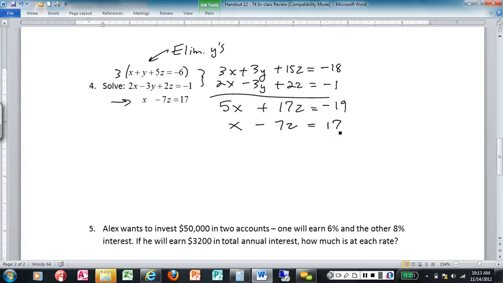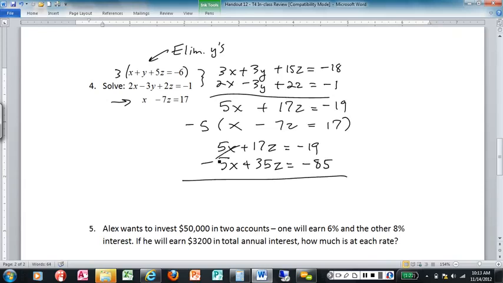That helps me because now I can just use elimination again, can't I, or substitution, either one. But if I go with elimination again, I can eliminate the x's. All I have to do is multiply by negative 5 on the bottom. So I have 5x plus 17z equals negative 19. But on the bottom, I'll have negative 5x plus 35z equals negative, is that 85? The x's eliminate. So I have 52z equals negative 104. Hey, that works out nicely. z is negative 2.